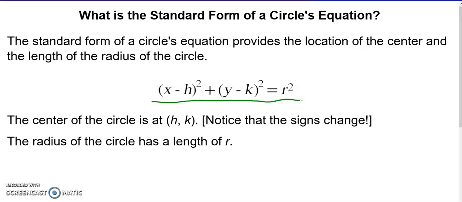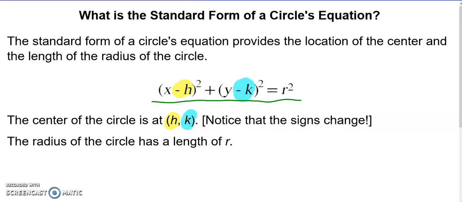Now what does this tell us? This tells us the center of the circle. The center of a circle is located at the point (h, k). H is the x value of my center, and in the standard form, h is in the parentheses with x. The k is with the y because that is the y value of my center. Notice the equation says negative h, but the circle is at positive h. The equation says negative k, and the center is at positive k, because we changed the signs.